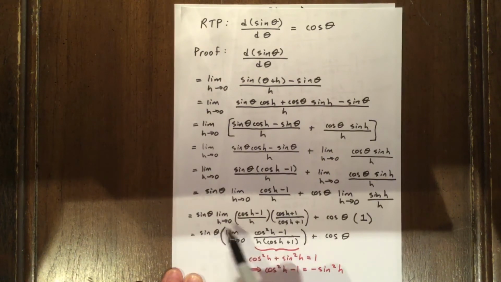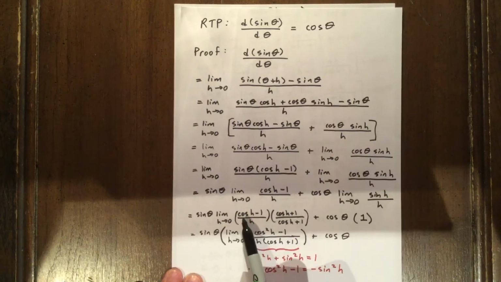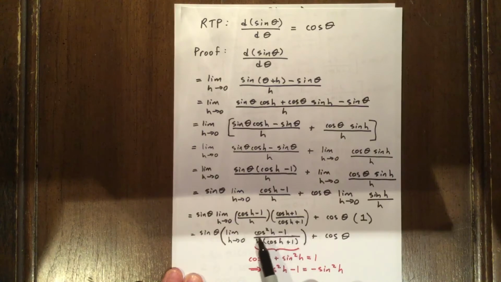Now we've got sine theta times this limit here. So what we're going to do is multiply numerator and denominator by cos h plus 1. In other words, we're just multiplying the whole thing by 1. You might wonder why we're doing that, but we're setting something up. What we've now got is (cos h minus 1) times (cos h plus 1) across the numerator. That becomes cos squared h minus 1. And the denominator is h times (cos h plus 1). Plus cos theta times 1, which as we said is just cos theta.